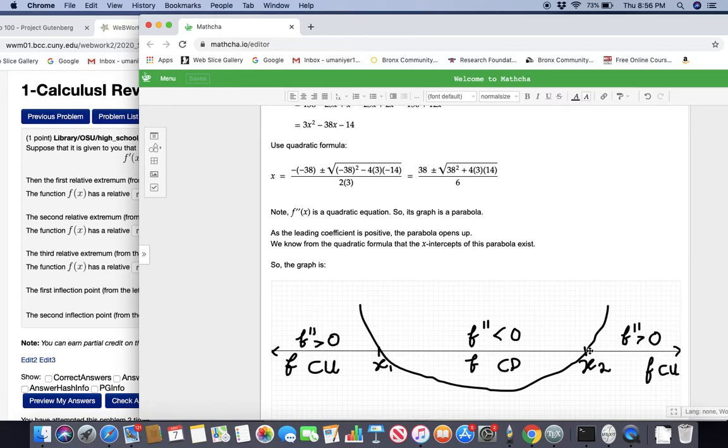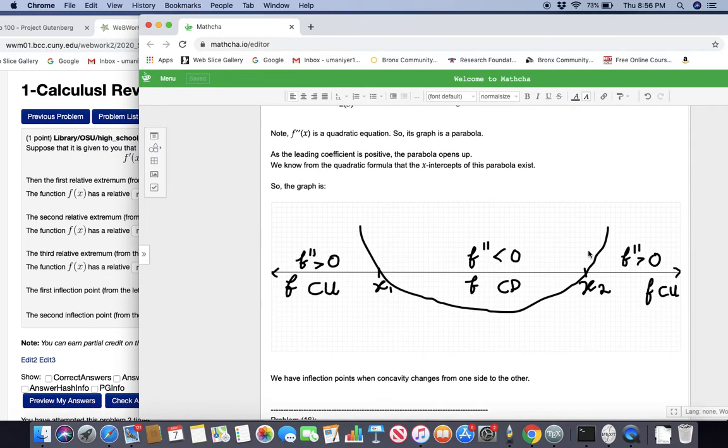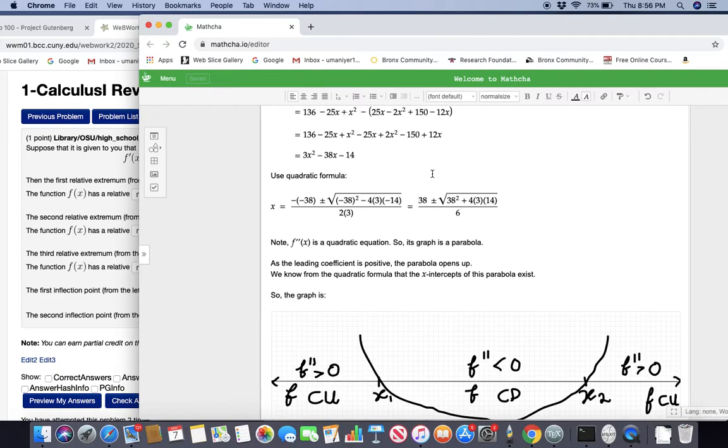After x2, the parabola goes up. So my second derivative is above the x-axis, that is, it's positive, which means my original f is going to be concave up. So you see concavity changed from the left of x1 to the right of x1. Likewise, concavity changed again, left of x2 and right of x2. So x1 and x2 are going to give me inflection points.